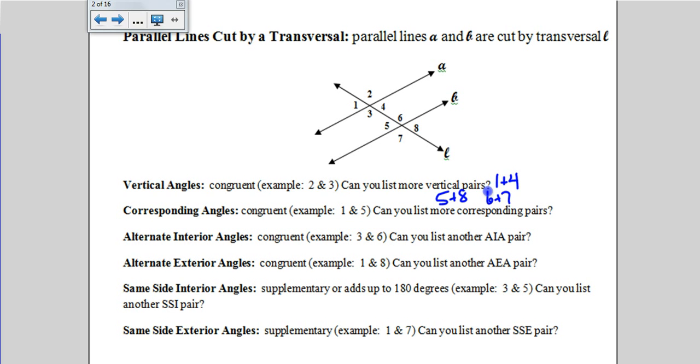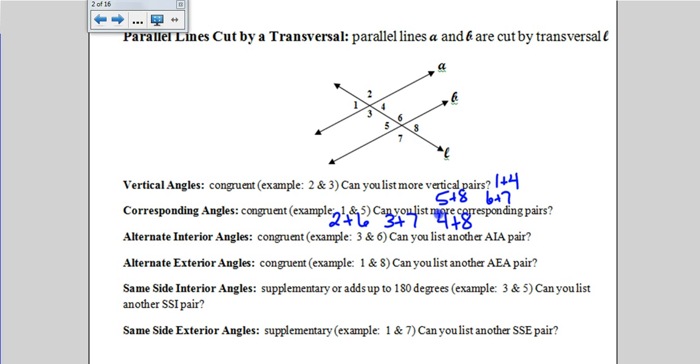The next concept were corresponding angles, and they are also congruent angles. The example I can give you is 1 and 5 are corresponding angles. I kind of think of them as being the same house but on different streets. So if 1 and 5 are corresponding, then the other pair that we see right there are 2 and 6. And if I move down to the other side of the street, 3 and 7, and then 4 and 8.